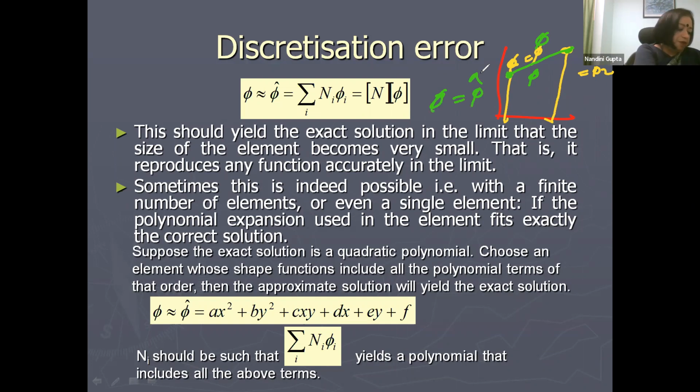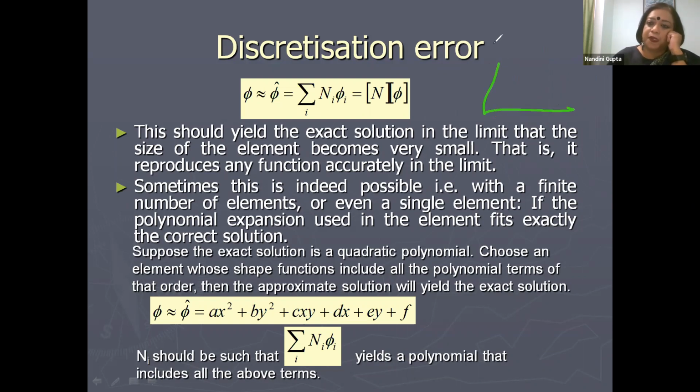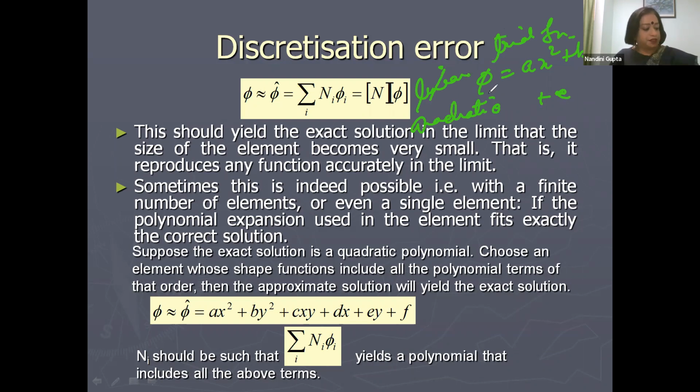Similarly for higher order polynomials, which means that if you do not have a linear function, if instead your exact solution is like this, it is possible to find the exact solution. The approximate solution can be made equal to the exact solution if, instead of choosing a linear trial function, I choose a quadratic trial function. Is that right? Yes, ma'am.